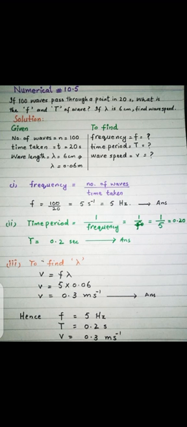Okay girls, now come to the numerical number 5. The statement is, if 100 waves pass through a point in 20 seconds, what is the frequency and time period of the waves? If lambda means wavelength, if wavelength is 6 centimeter, then find the wave speed.